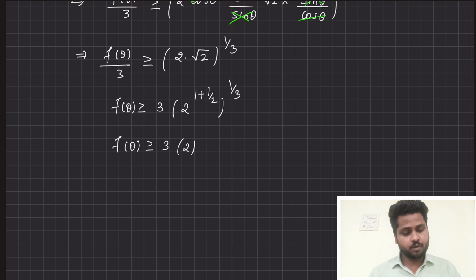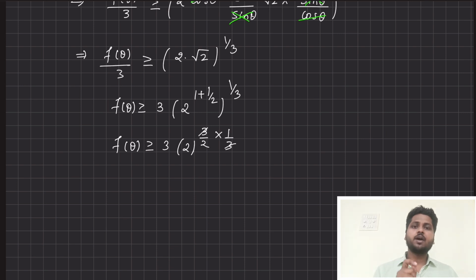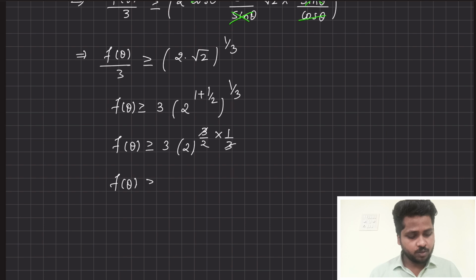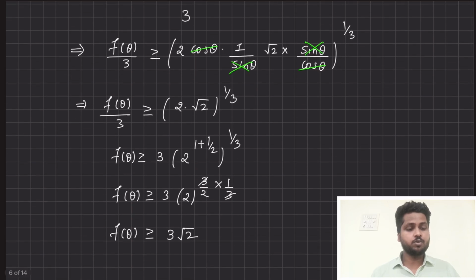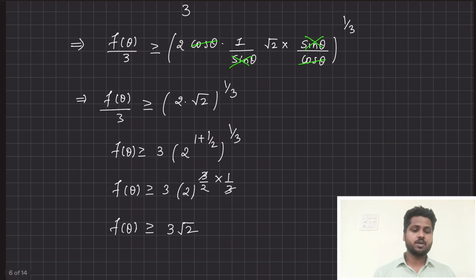So 1 plus 1 by 2 is 3 by 2, like this, 3 by 2, not 3 by 3. So 3 by 2 into 1 upon 3, 3 and 3 will get cancelled. Again we are getting under root of 2. So f of theta is greater than or equal to 3 times under root of 2, and we have to find out the minimum value. Now tell me, according to this inequality, when can f of theta take the minimum value?